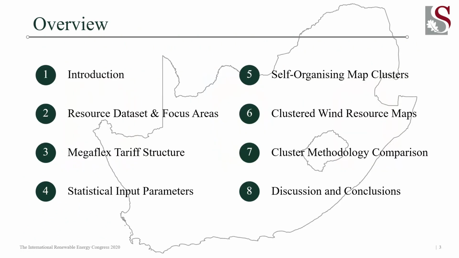Now let's look at a quick overview of this paper. We start with an introduction and then define the resource datasets and focus areas. We also have a look at the Megaflex tariff structure for South Africa and the associated statistical input parameters. We then use these statistical input parameters as the self-organizing map clusters input, creating clustered wind resource maps. We round off with a cluster methodology comparison, finishing with the discussions and conclusions.